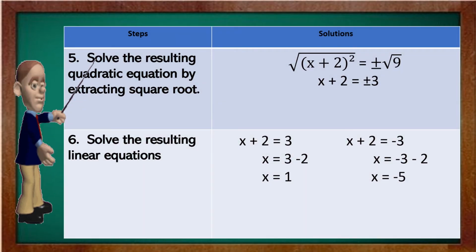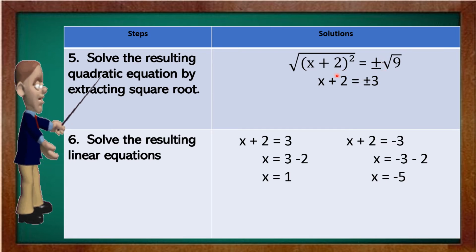Okay, step number 5. Solve the resulting quadratic equation by extracting square root. So how can we eliminate the quantity squared? So we need to extract the square root. So we're going to write the square root sign on both sides. And before the square root or radical sign, you must write positive or negative. So the result is x plus 2 is equal to positive or negative 3 because the square root of 9 is 3.